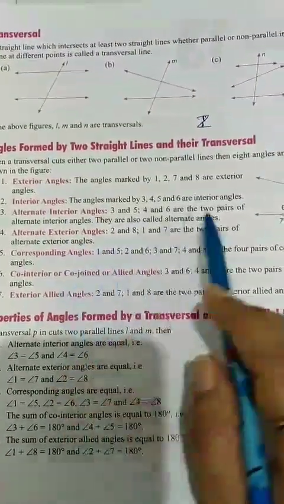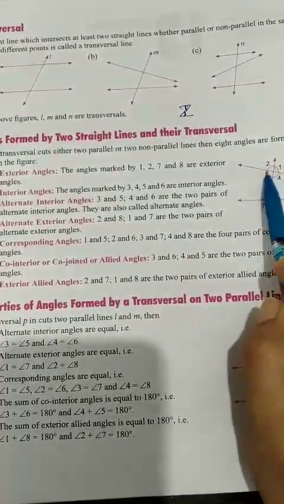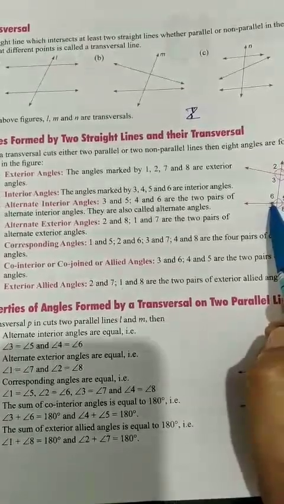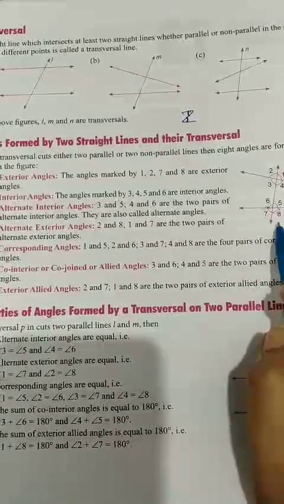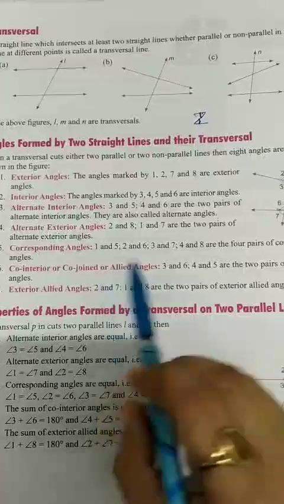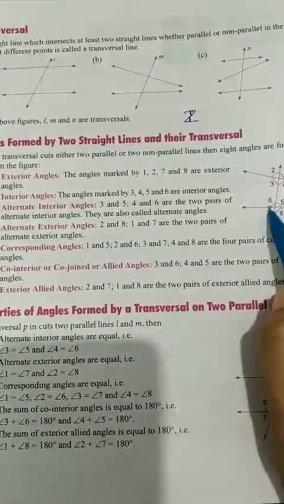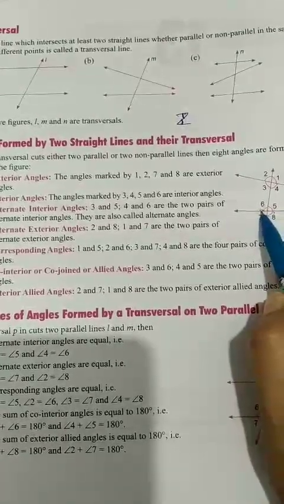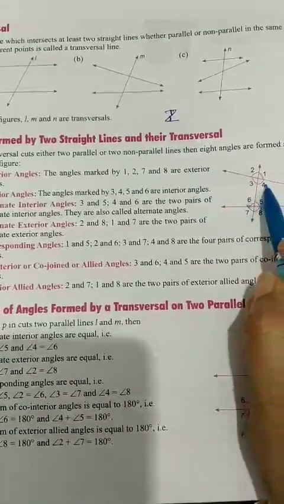Next is corresponding angles. So children, these are the two parallel lines. Angle 2 and angle 6 are the corresponding angles, which are on the steps. Angle 1 and angle 5 are corresponding angles. Angle 7 and angle 3, and angle 8 and angle 4 are the corresponding angles. Co-interior angles are those formed inside the lines. Angle 3 and angle 6 are the co-interior angles. And children, the sum of co-interior angles will be 180 degrees. 4 and 5 are also co-interior angles.